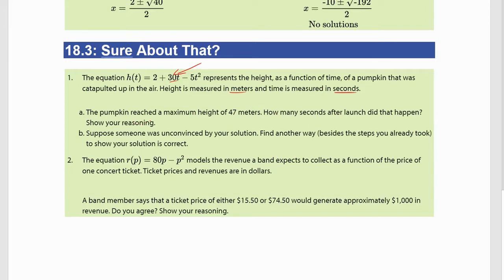Let's see, 1A. The pumpkin reached a maximum height of 47 meters. How many seconds after the launch did that happen? You could totally use Desmos if you want. There are several ways of doing this. You could use Desmos, or you can solve 2 plus 30t minus 5t squared set equal to 0. Use the quadratic formula, and then whatever your two answers are, say t equals some number and t equals some other number, the number in the very middle would be your answer. For example, if your answers were 2 seconds and 8 seconds, who is in the middle? That would be your answer. So think of it like that.